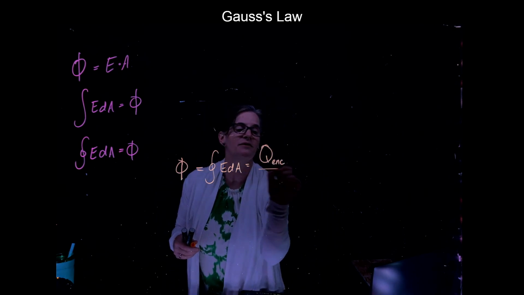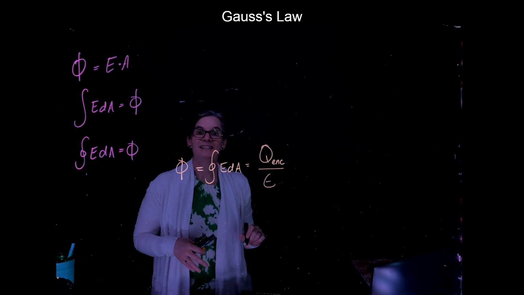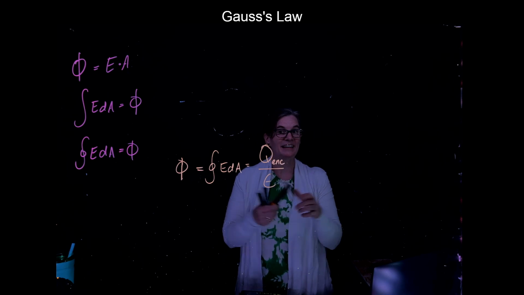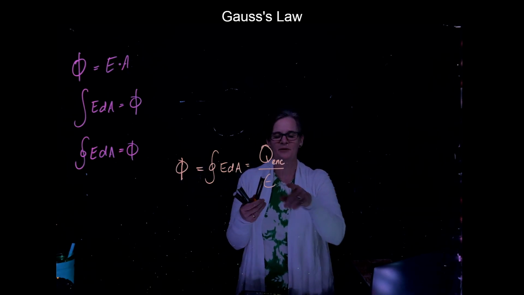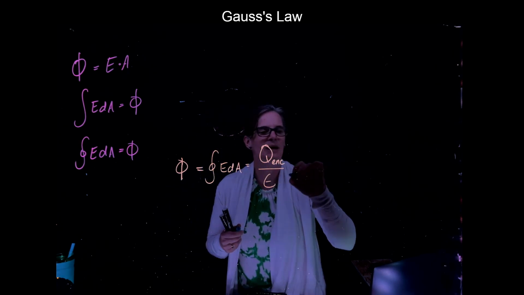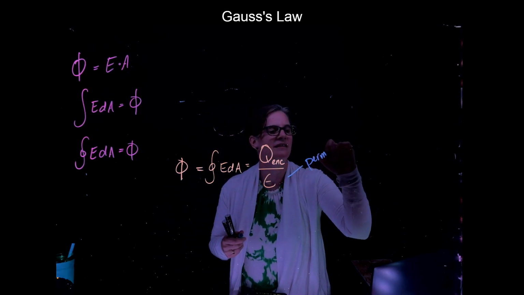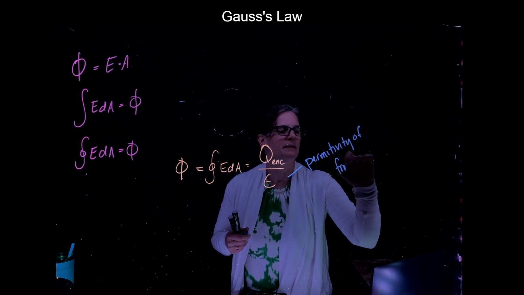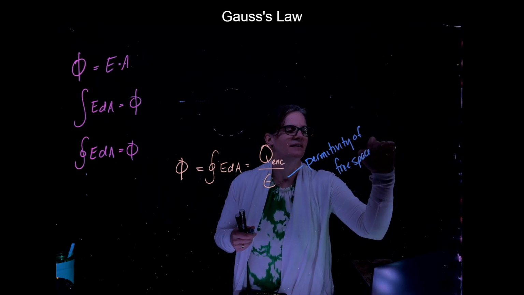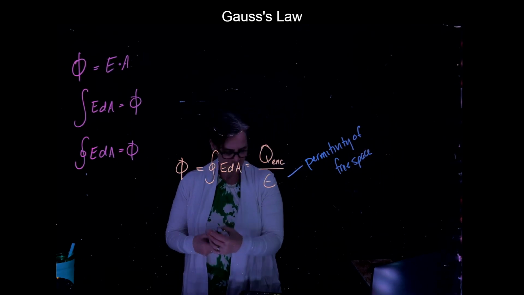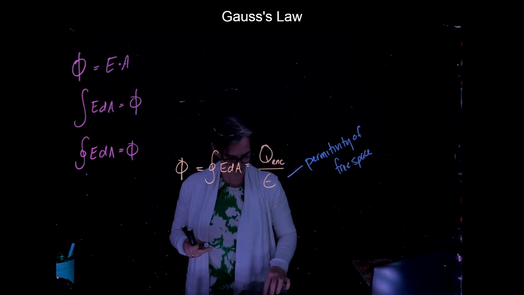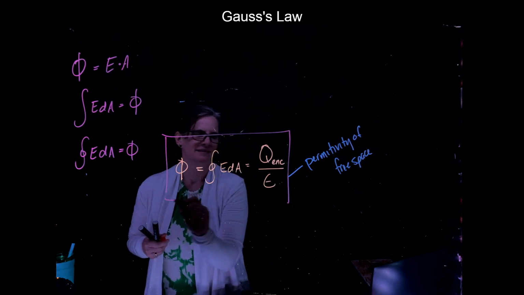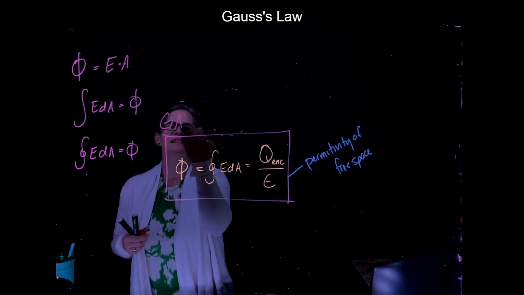It's also inversely proportional to this epsilon, which we introduced in our introduction to Coulomb's law. So this again is the same permittivity of free space. So go back and check that lecture out. This equation here is what gives rise to Gauss's law. So this is Gauss's law.